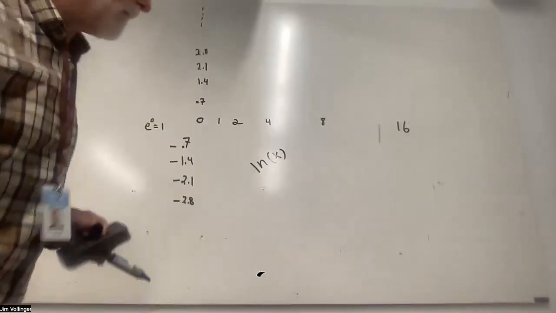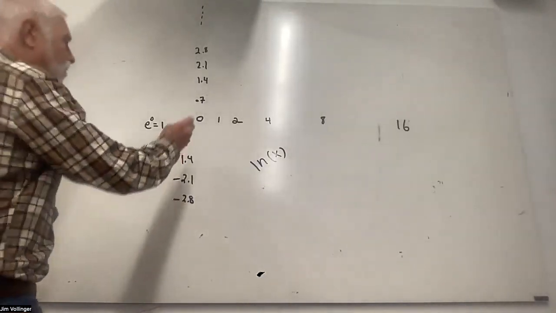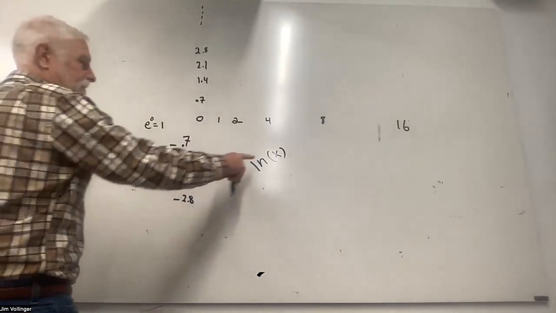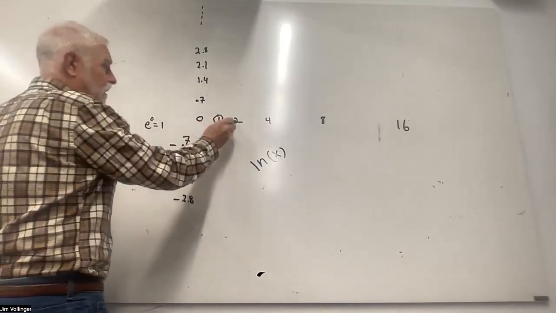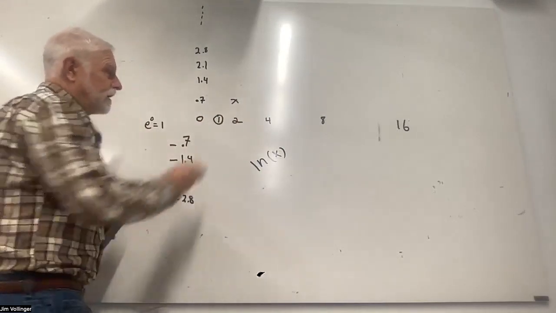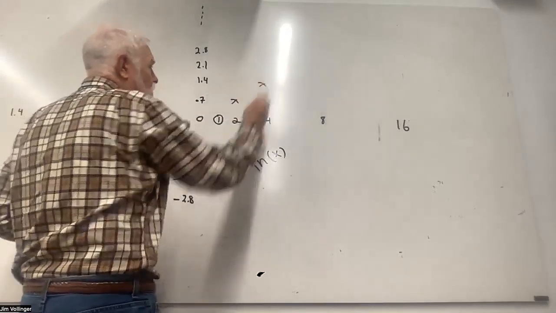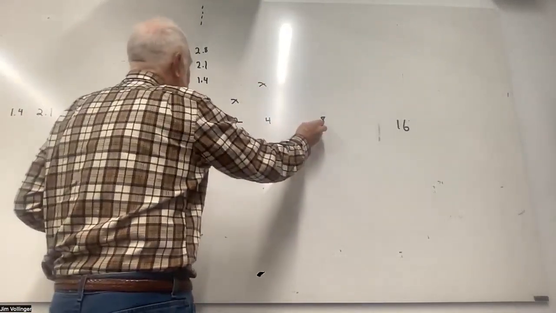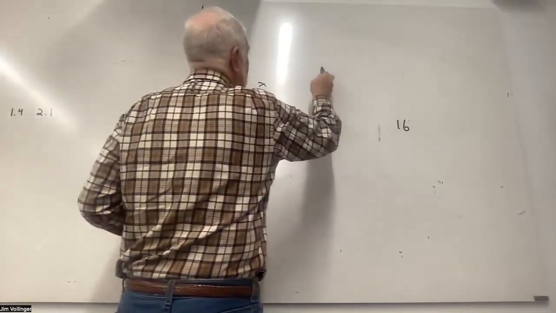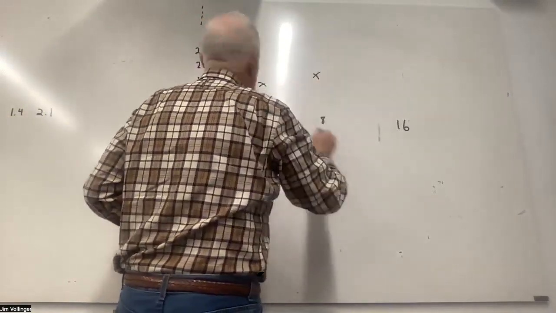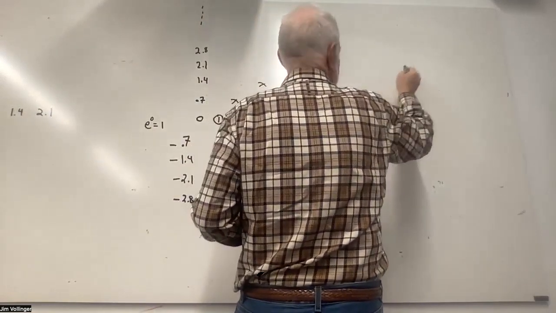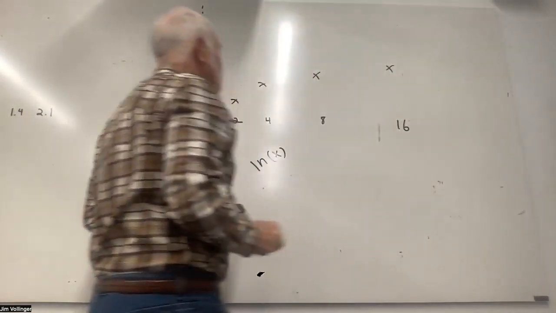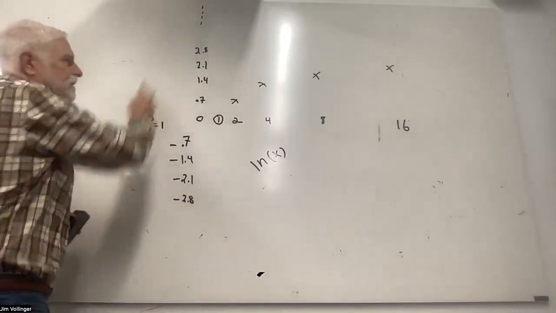All righty. So let's look. x, ln of x. The ln of 1 is 0. Put that right there. The ln of 2 is 0.7. The ln of 4 is 1.4. The ln of 8 is 2.1. And the ln of 16 is 2.8. Well, it sure looks like we keep going up by 0.7.